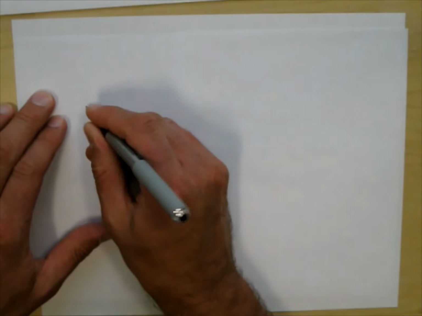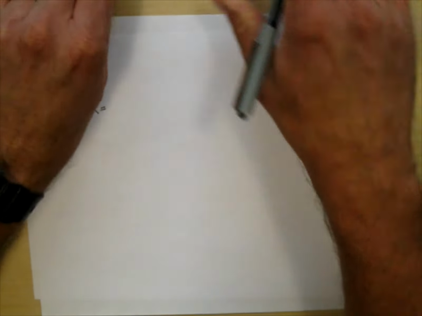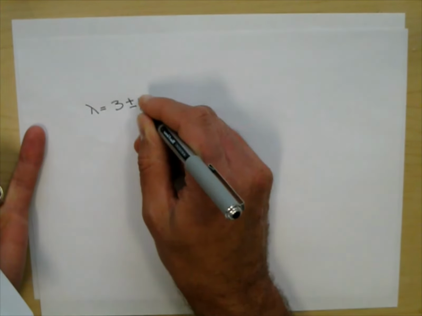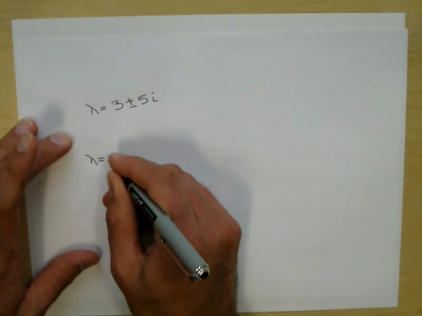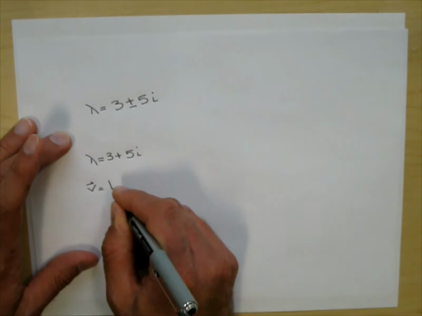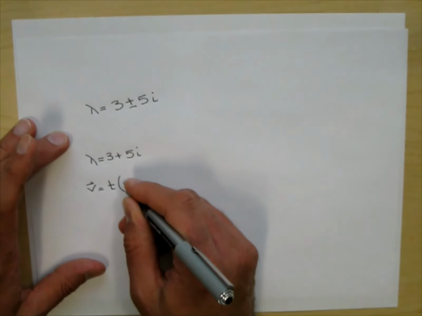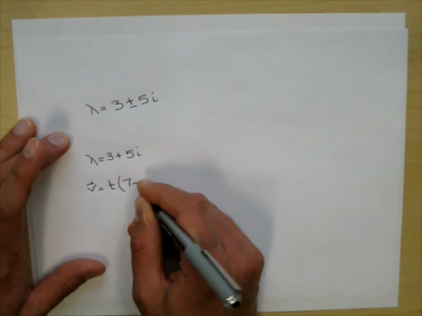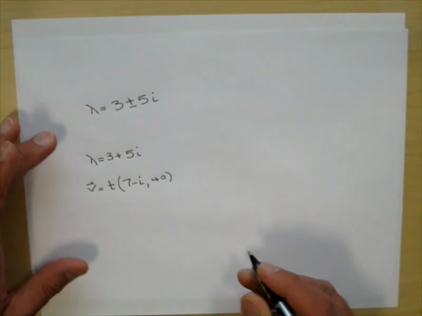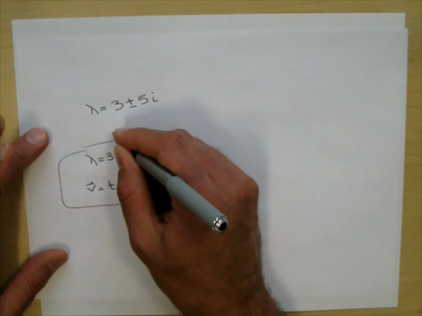Suppose, okay, let me just do one more piece of paper here. Suppose you had a lambda value of, I don't even know, now I'm just making this up, let's say 3 plus or minus 5i. So you went ahead and did this, 3 plus 5i, and then you went and got your eigenvectors, and they were like t times (7 minus i, 40). And you did a lot of hard work. So this was a lot of work.